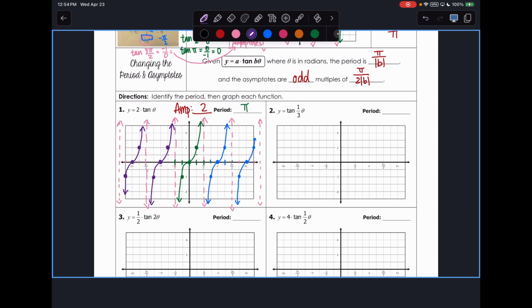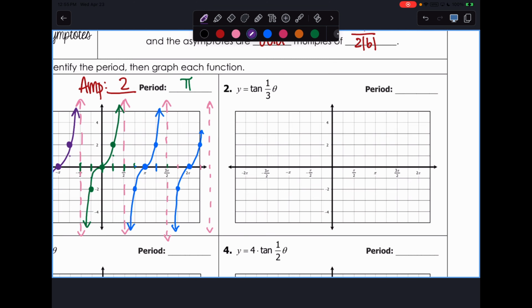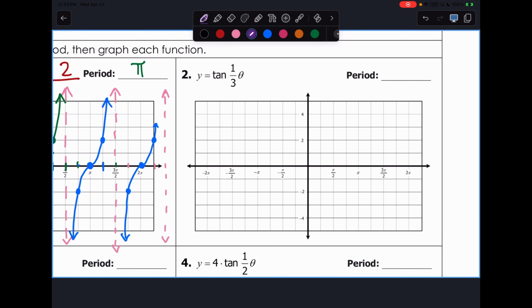By the way, these are not transformations. You're basically graphing a bunch of parent graphs. Okay? So y equals tangent of 1/3 theta. Okay? Amplitude is what? 1. Because the coefficient to this tangent function is not there, it's always an invisible 1. Okay? Period, however, is going to be pi divided by 1/3.